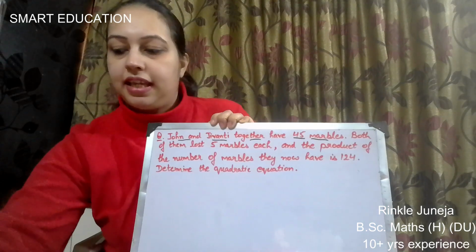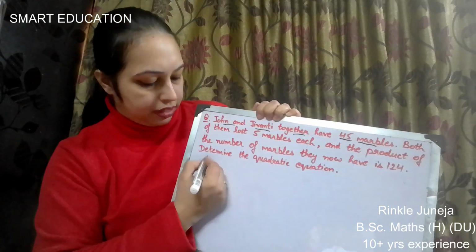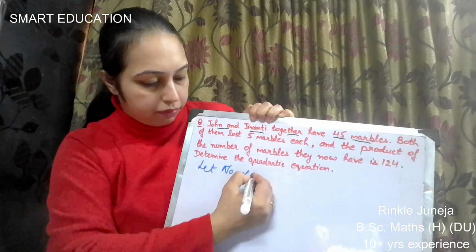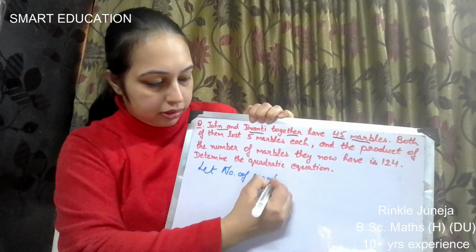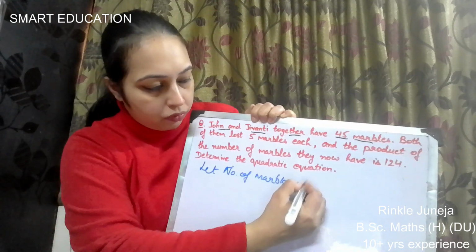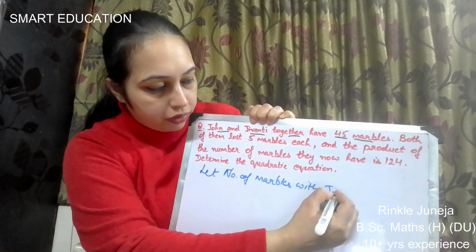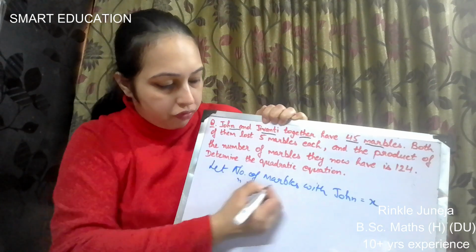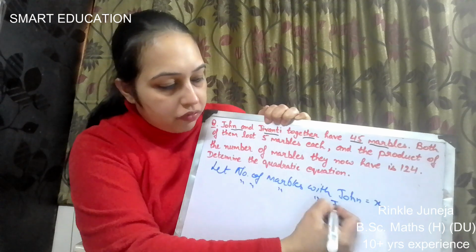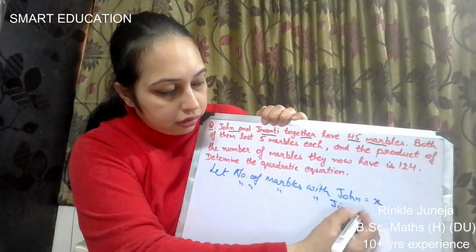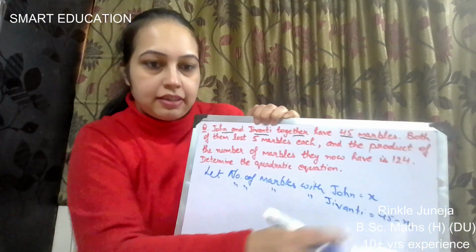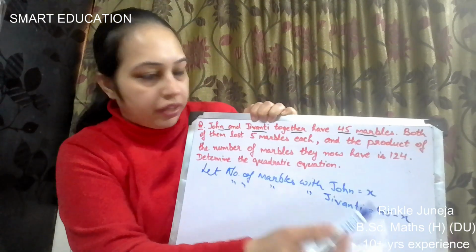That means we can say that if the number of marbles with John be equal to x, then the number of marbles with Jivanti is going to be 45 minus x, right? Because the total is 45.